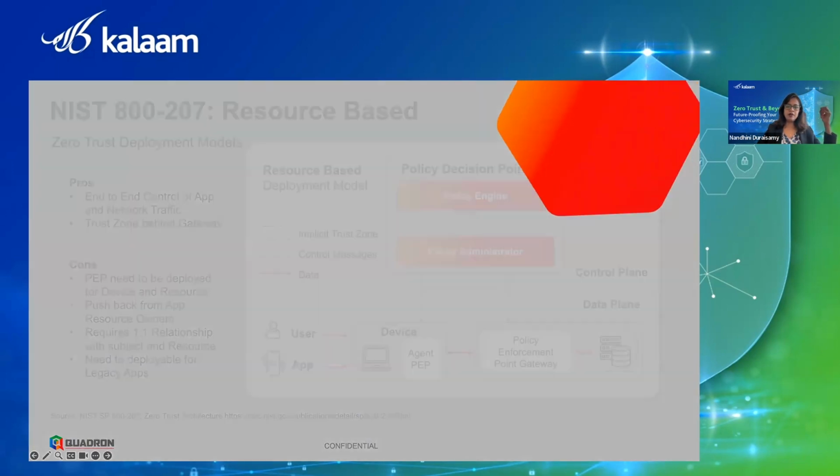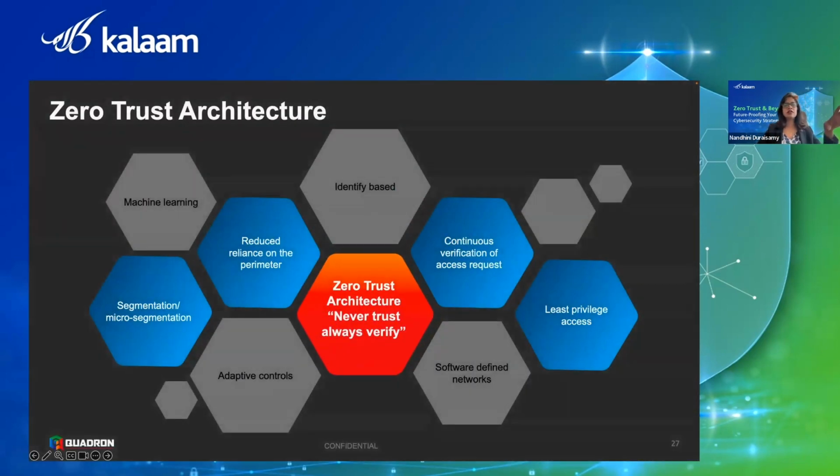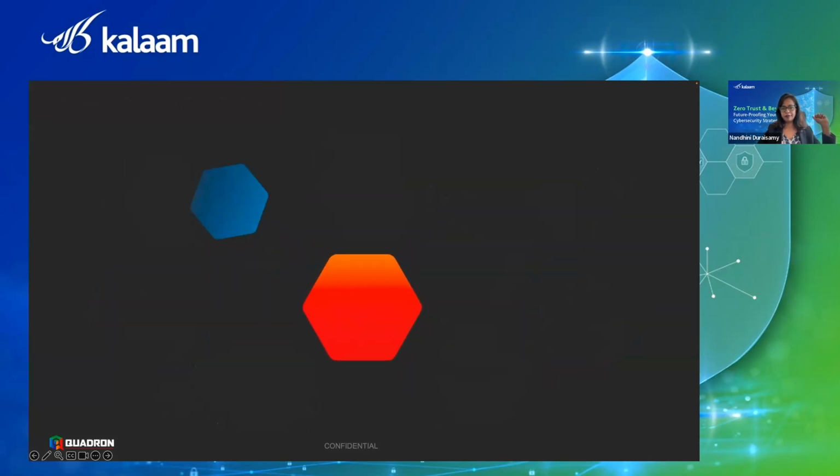So as a recap, this is what zero trust architecture is about. You just need to remember that one of the methodologies is software defined networks, which you call a software defined perimeter, SDP. You do constant and continuous verification. You give the least access privilege. You don't rely on perimeter security. You do microsegmentation, adaptive controls, identity-based controls, and machine learning for automation. And at the end of the day, you never trust and you always verify.